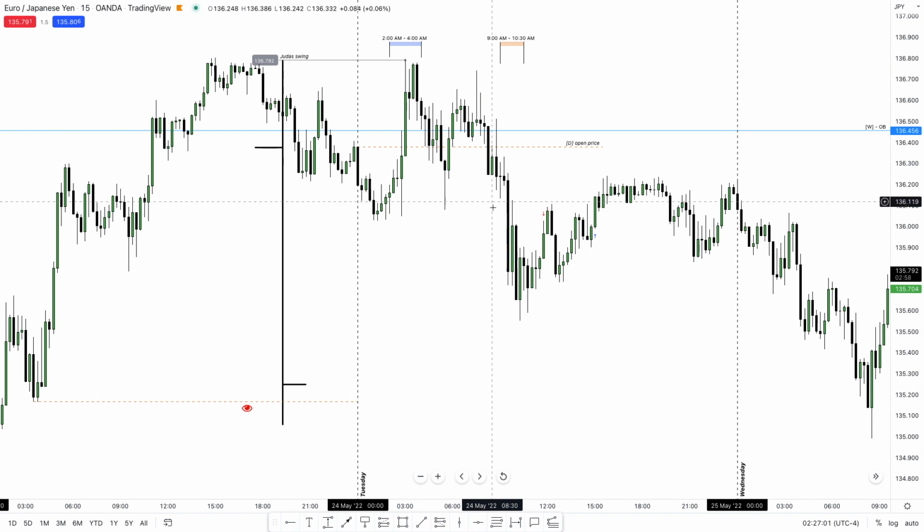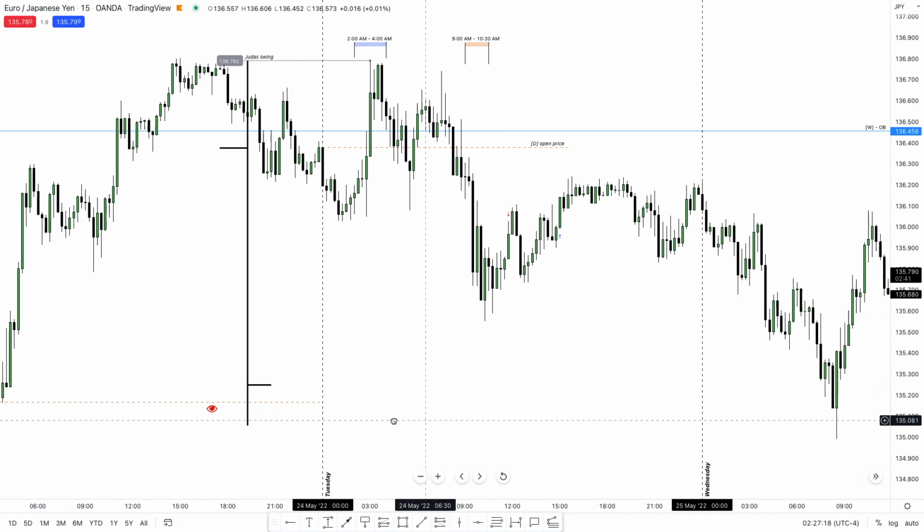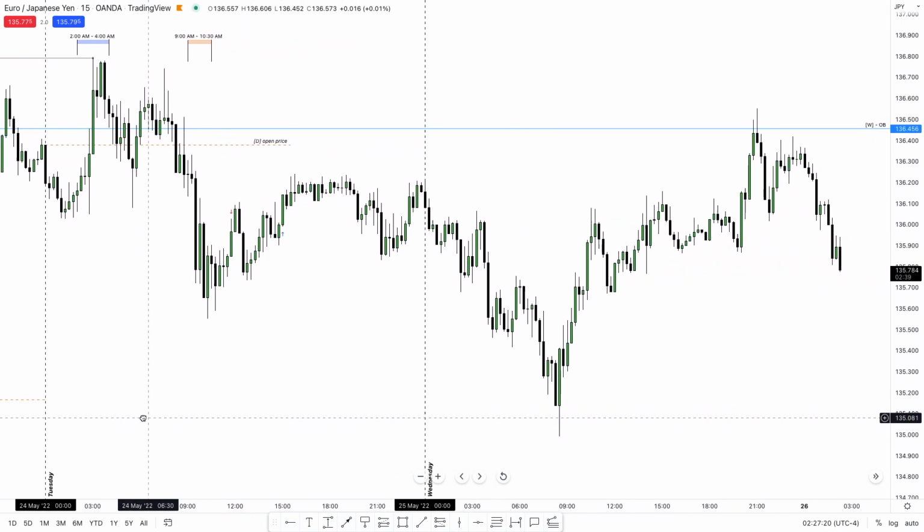And then redistribution, time distortion here, and then another leg of redistribution in London kill zone on Wednesday to then run lower, take out and create the low. And you can see exactly that was the price point I was looking at, 135.058, and that was the low. And since then price has reversed.